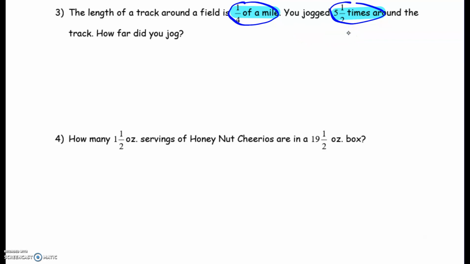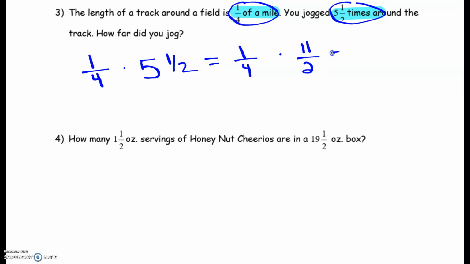All right, so we're going to take our value of 1/4. We're going to multiply it by 5 1/2. To make our lives a little bit easier, we're going to take that 5 1/2 and turn it into an improper fraction. 5 times 2 gives us 10, plus 1, we get 11 over 2. From there, we find our product.